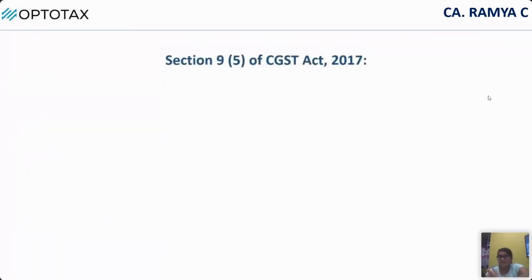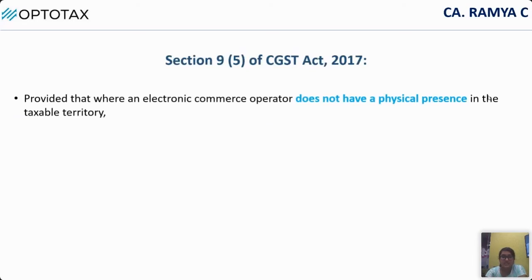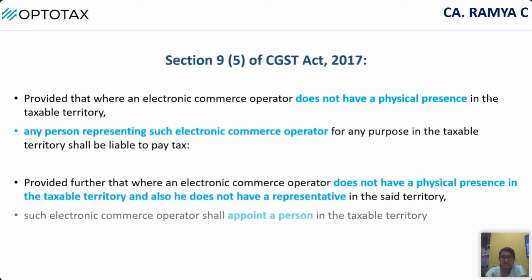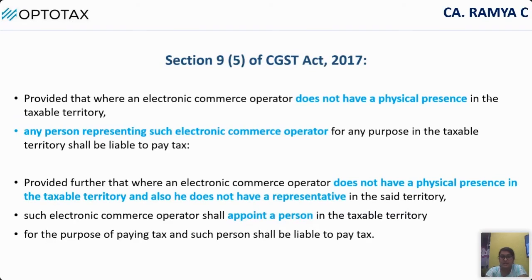Okay, this is another interesting concept. So this is just section 9(5). Here they are basically telling that if the e-commerce operator does not have a physical presence in India, they have to appoint a representative. So this is just for making an interest in this topic.